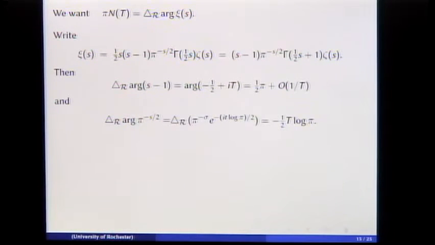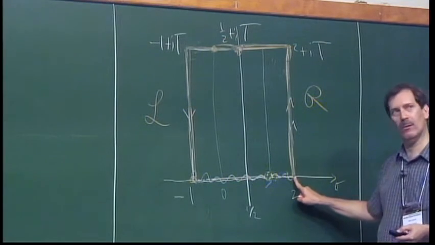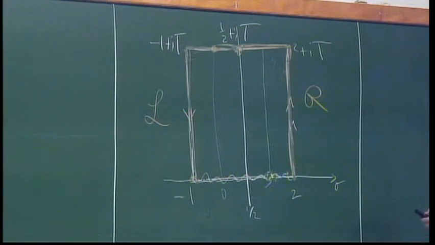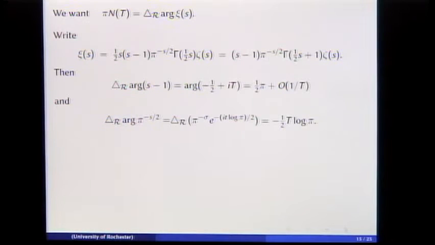Now, what about the pi to the minus s over 2? Well, split that up. There are many ways you can do it. And then pi to the minus sigma isn't changing. So the change in argument is the sum of the changes of these two factors. The change in argument of this is 0. The change in argument of this is, well, again, when we start here with t equals 0, we take the argument as 0. And then we go up. And again, it's the argument of e to the minus i capital T log pi over 2 at the end point. Very exact.